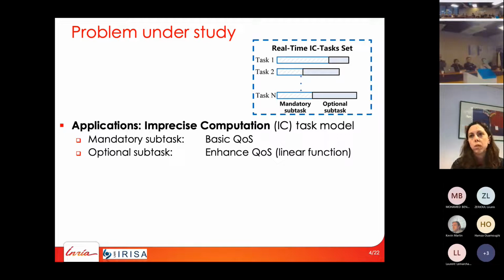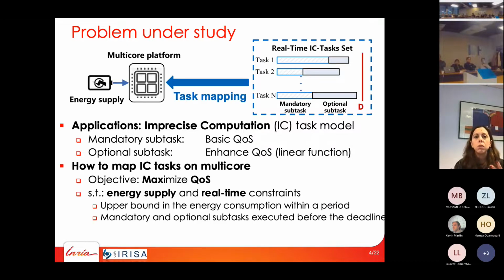And in this work, we consider that the quality of service is a linear function of the execution cycles of the optional subtask. Thus, the more execution cycles we have for the optional subtask, the higher is the quality of service. So our problem understudy comes on how to decide the mapping of the imprecise computation tasks on this multicore platform with the goal of maximizing the quality of service, subject to two main constraints. The first one is the energy supply, and the second one is the real time.